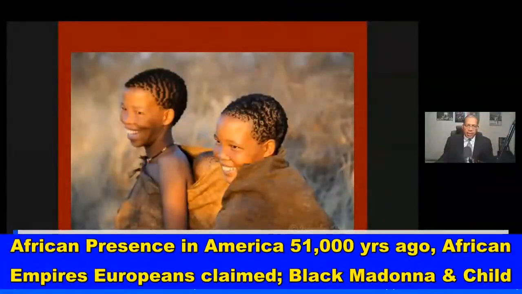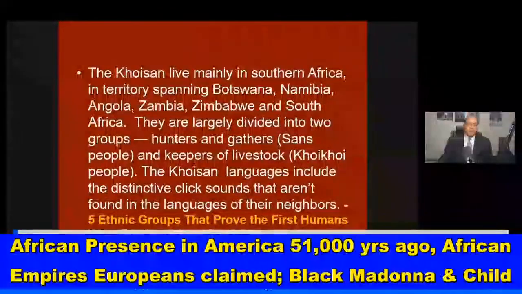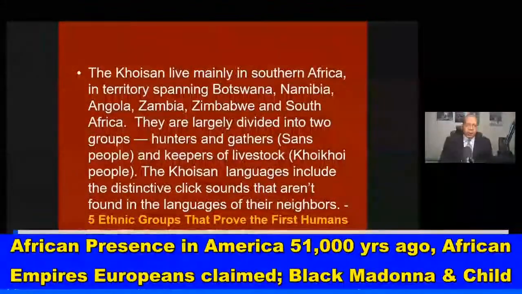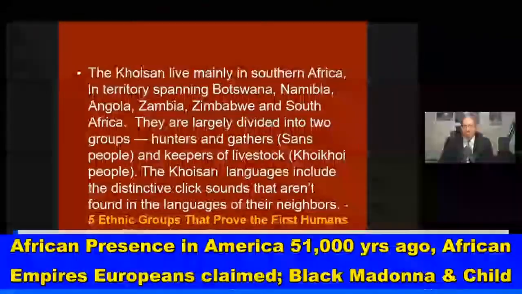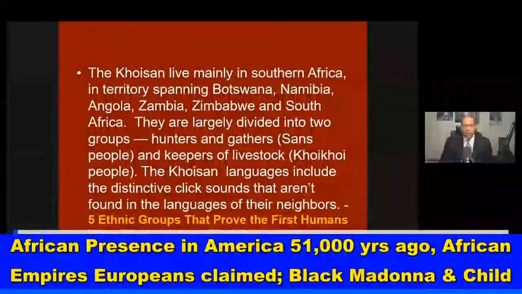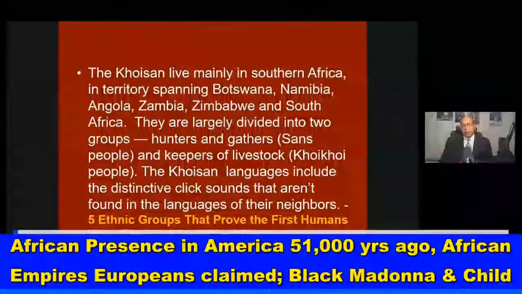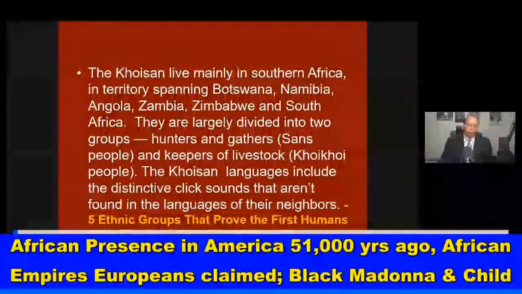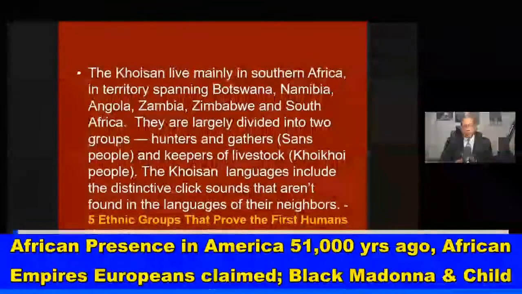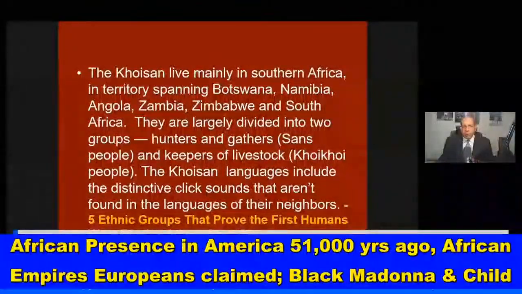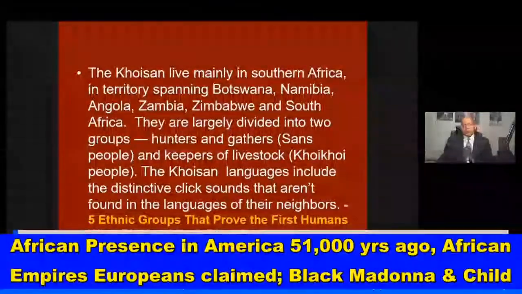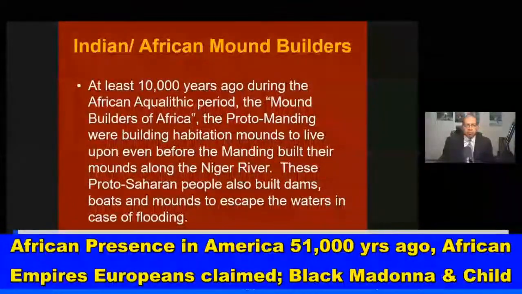Now, here are a couple of Koisan sisters, also a couple of Koisan African women. Now, the Koisan live mainly in southern Africa in territories spanning Botswana, Namibia, Angola, Zambia, Zimbabwe, and South Africa. They are largely divided into 2 groups: hunters and gatherers, known as the Sans people, and keepers of the livestock, known as the Khoikhoi. The Khoisan languages include the distinctive click sounds that aren't found in the languages of their neighbors. There's a good article from AtlantaBlackStar.com called 5 Ethnic Groups That Prove the First Humans Were Black.